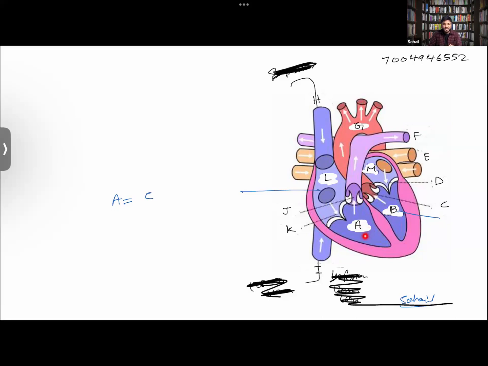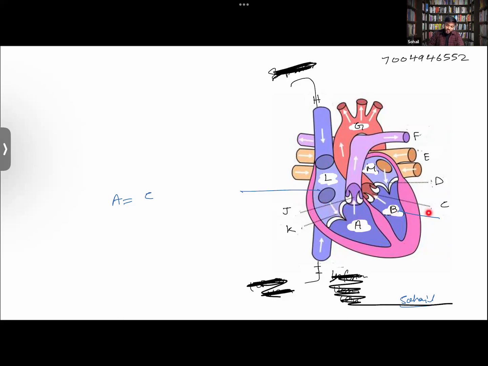So I will visualize it like I am standing here, and so this part will be the right part, this part will be the left part, and this will be again right and then left. So this is the right atrium, and this is the left atrium. Okay, I hope that is clear. Who will tell me where is the aortic valve?